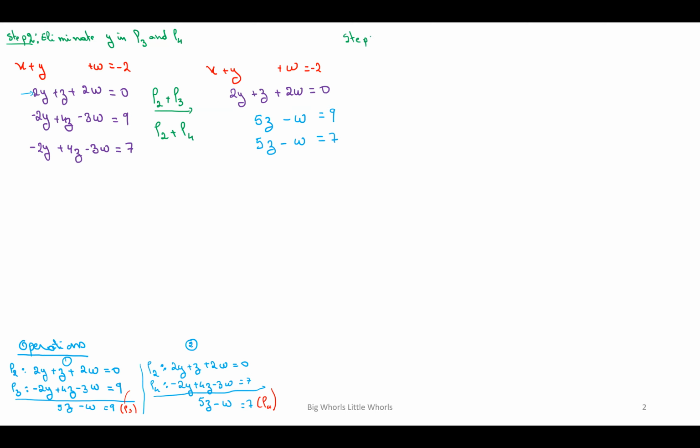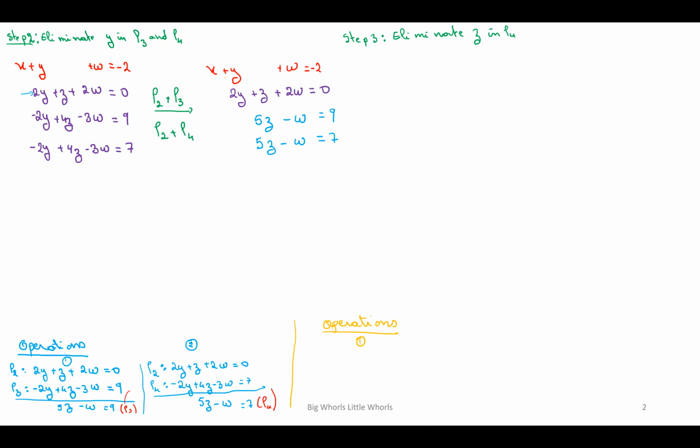Okay. Step 3 is I'm going to eliminate z in row 4. Okay, I'm going to do it here. But let me change the colors of operations. Let me use this for my new operations. I think I'm just going to have one operation here.